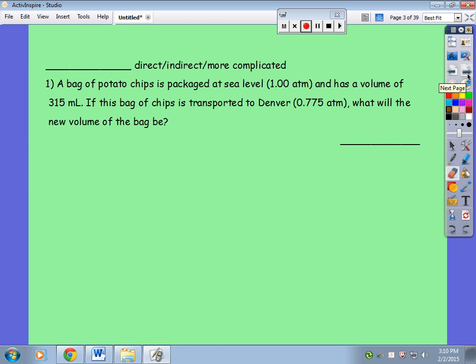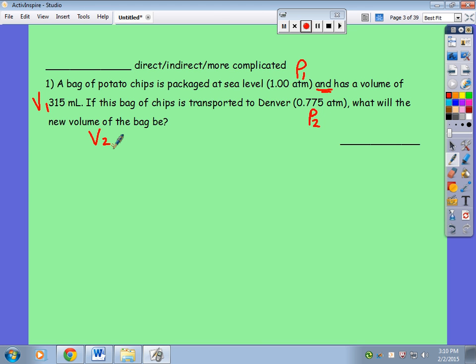Okay? All right, so here we go. Number 1. A bag of potato chips is packaged at sea level, 1 atmosphere. That is a pressure, the first one I ran into, and has a volume of 315 milliliters. That's my first volume. If this bag of chips is transported to Denver, 0.775 atmospheres, there's my second pressure, what will my new volume be?